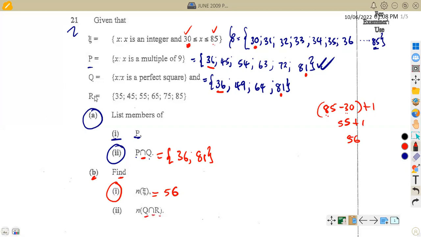This is our Q, this is our R. Do we have any elements on the intersection? All right, we do not have any here. 49, we do not have anything, so which means we've got 0 here. There's nothing on the intersection of Q and R. We do not have any common term that is found between these two sets, so that one is going to be 0. Okay, so that was number 21.